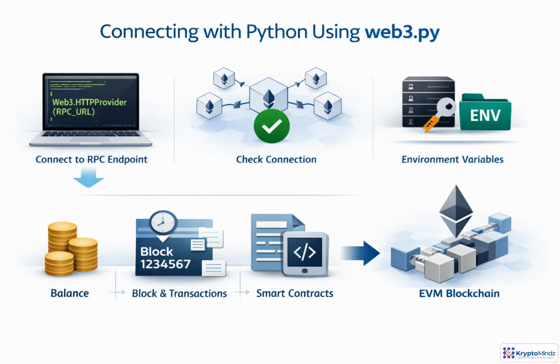With web3.py, a Python process talks to an EVM chain through an RPC endpoint. Start by loading the RPC URL from environment variables, then create a Web3 HTTP provider. Before an agent or backend workflow depends on it, verify the connection with is_connected. Once connected, the same client can read balances, latest block numbers, transactions, and contract state. That simple pattern makes blockchain access feel like a normal Python service dependency.